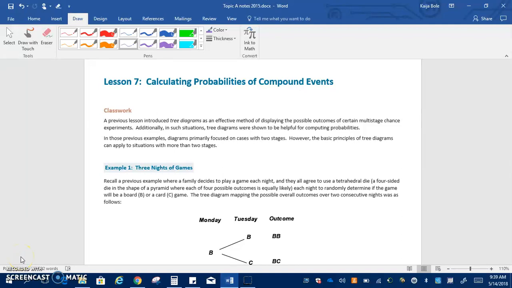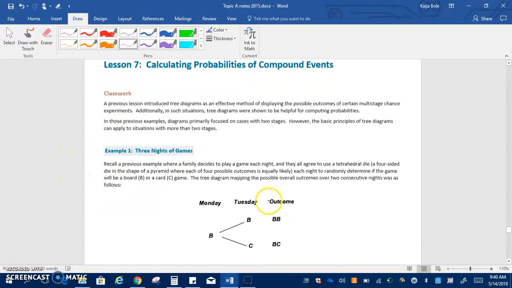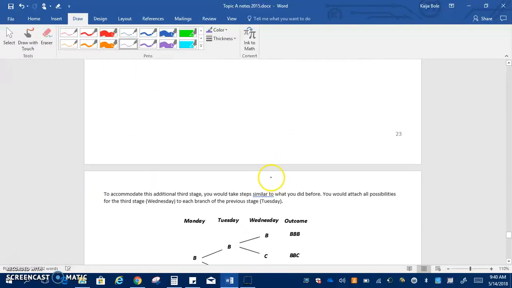Alrighty, so here we are on lesson 7, calculating probabilities of compound events. So in class the other day we talked about tree diagrams and how to use them and how it was an effective method of displaying the possible outcomes of certain multi-stage chance experiments. Additionally, in these situations, tree diagrams were shown to be helpful for computing probabilities.